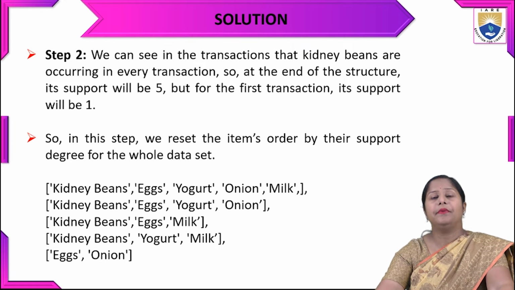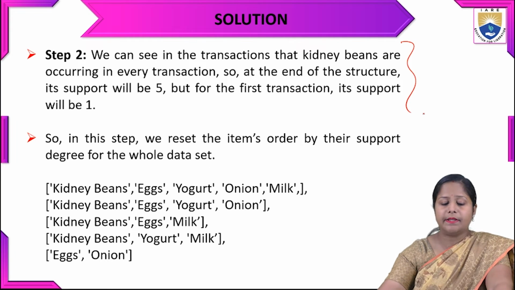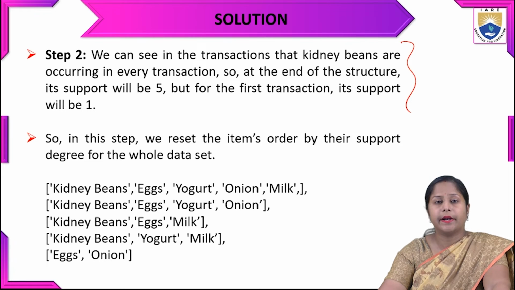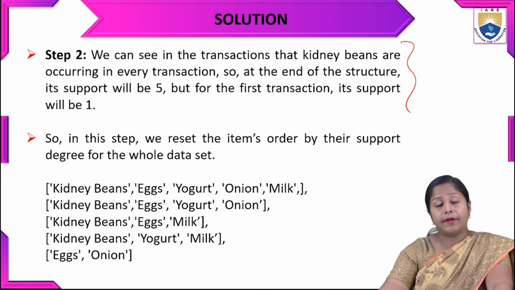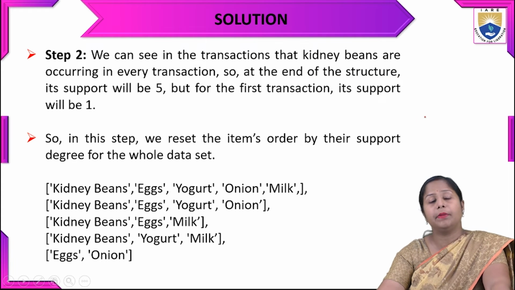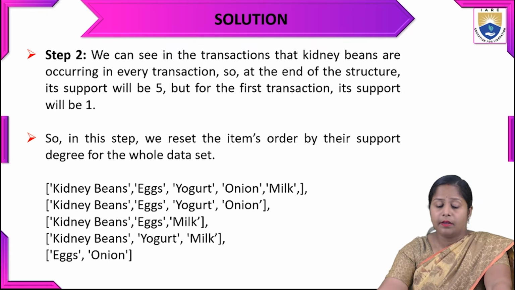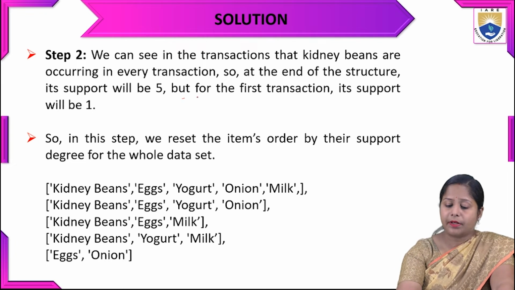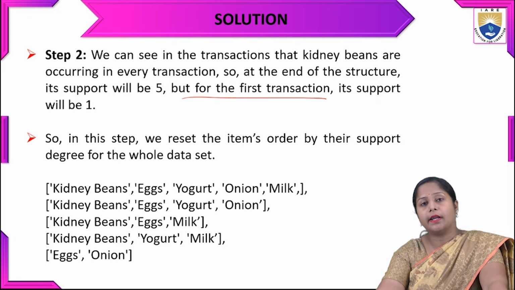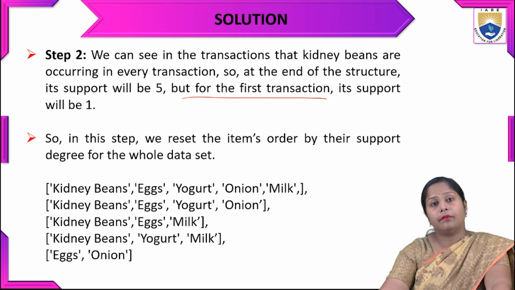In the next step, we can see in the transactions that kidney beans occur in every transaction. So in what has been purchased by different customers from the supermarket, we can see for the 5 transactions, every time the kidney beans are occurring. So at the end of the structure, its support will be 5 because it is occurring 5 times. So frequency will be the support. But for the first transaction, its support will be 1. Why? Because in the first it is occurring 1 time. Right? For 1 transaction. For all transactions, 5.